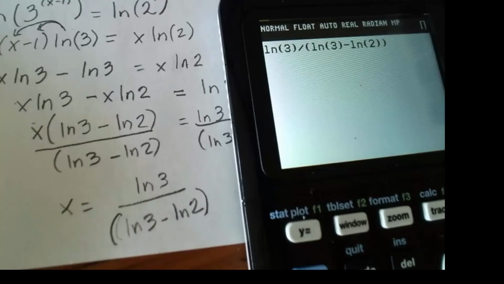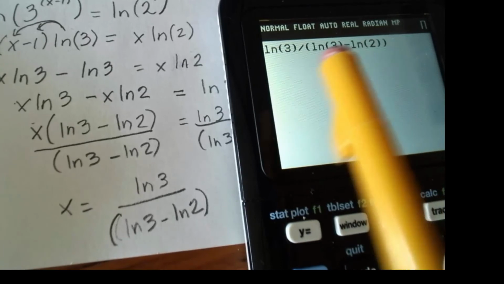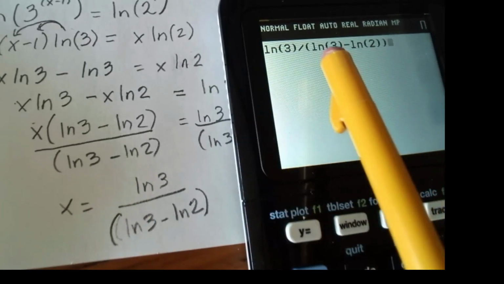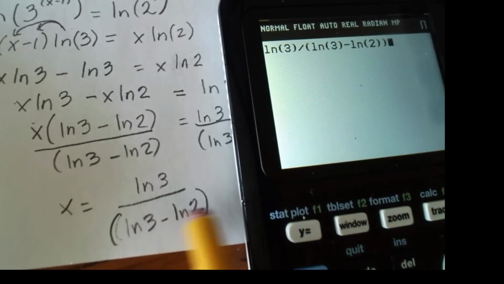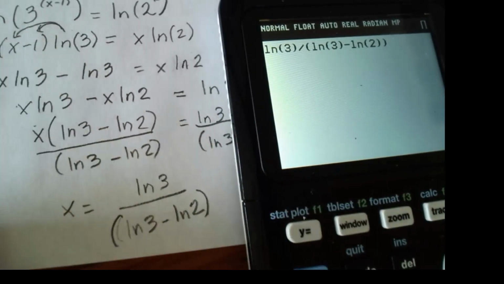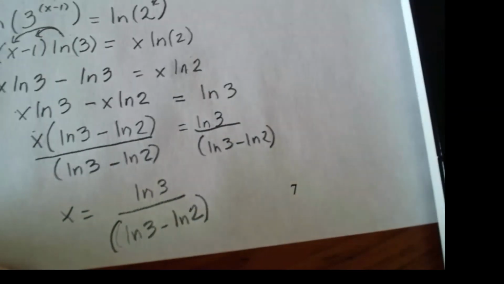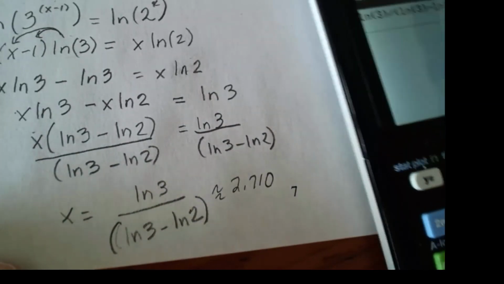I took it back into the calculator to get the decimal approximation. Don't forget that we need those parentheses down below for the denominator. So I'm getting 2.710 approximately. Okay, shall we check it?